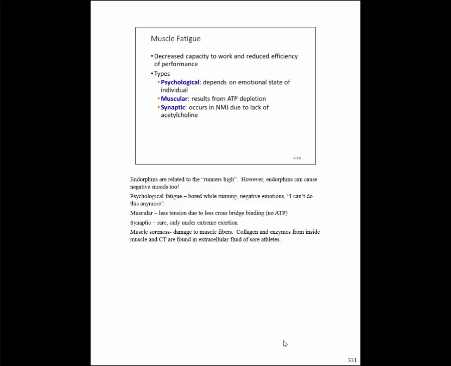So when we get sore after working out, that's because we have damage to muscle fibers. So we find collagen is damaged, and enzymes inside the muscle, and just connective tissue. We find it outside the muscle cells in the extracellular fluid in people that have maybe participated in a hard basketball game or just did a bodybuilding exercise. But the good news about that is the muscle, and I can't emphasize this enough, and you have to tell your patients this, is that our muscles respond to the demands we place on them.